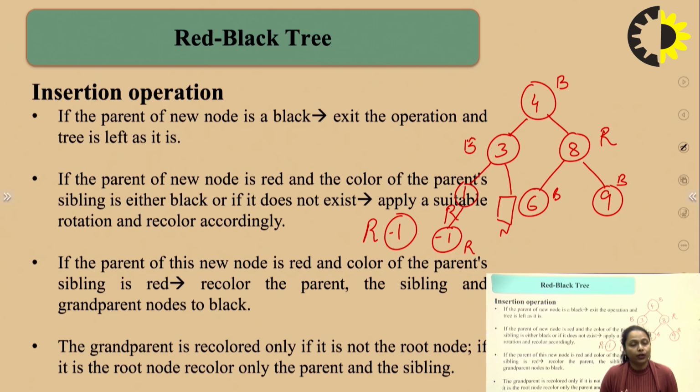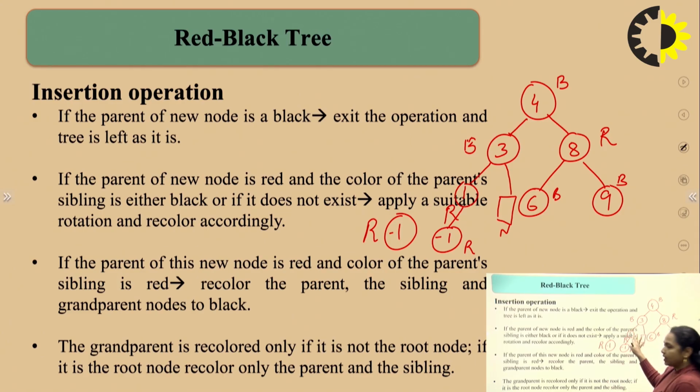Now what are the rotations here? Here we have all the rotations which we have studied in AVL tree, that is LL rotation, RR rotation, RL rotation and LR rotation. So all the rotations are performed here, but instead of balance factor, we will recolor the nodes. So if the parent of this new node is red and the color of the parent's sibling is red, in that particular case, recolor the parent.